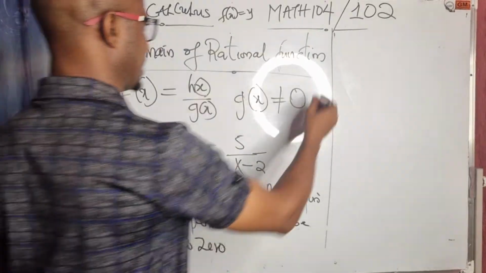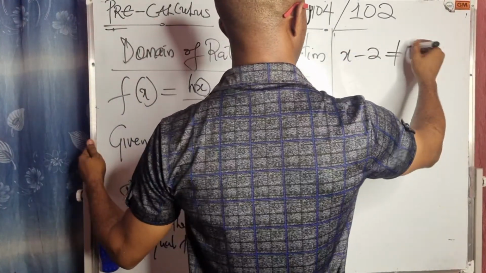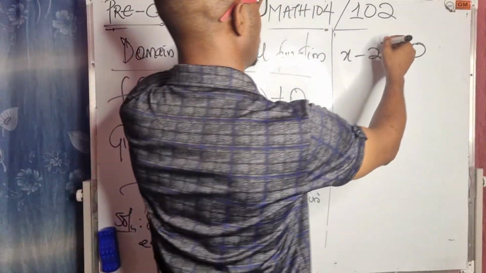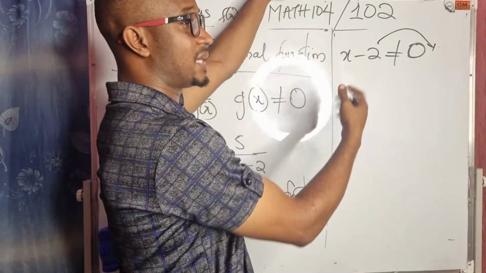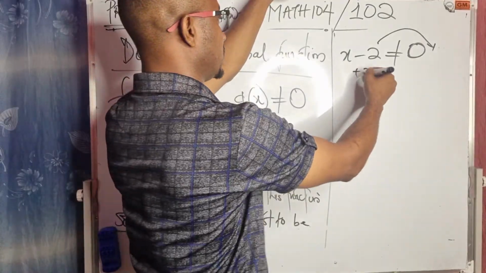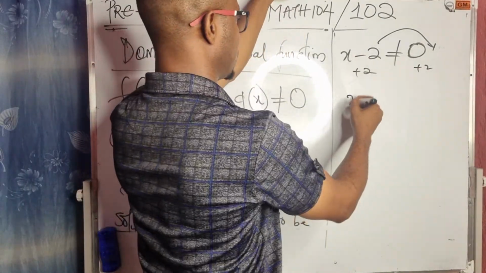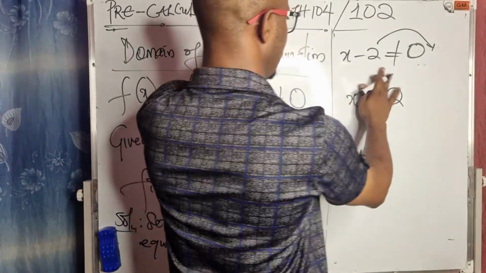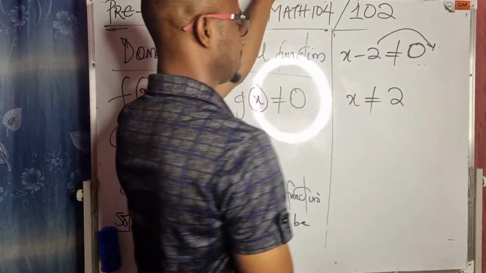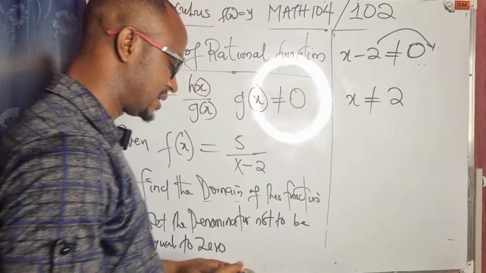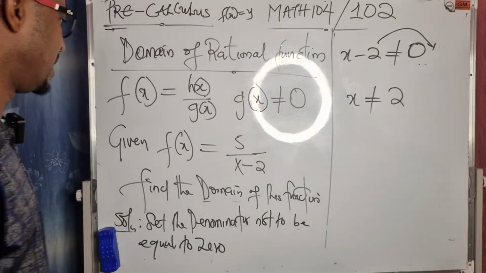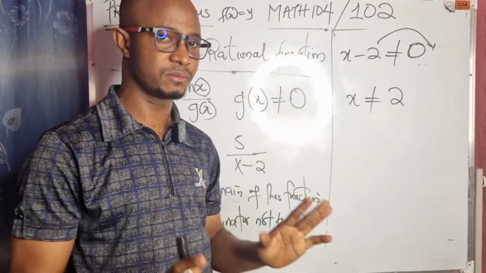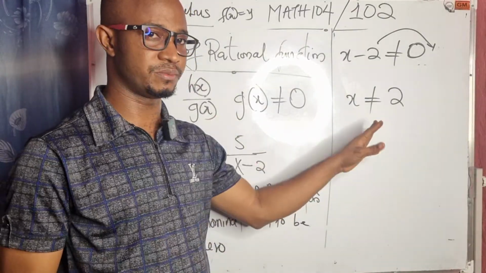By the time we set this as x minus 2 not equal to 0, what do we do to find the value of x? I have to move this to the other side, or we add 2 to both sides. That will give us x not equal to 2. That means that the values of x that can define f of x are all real numbers except 2.